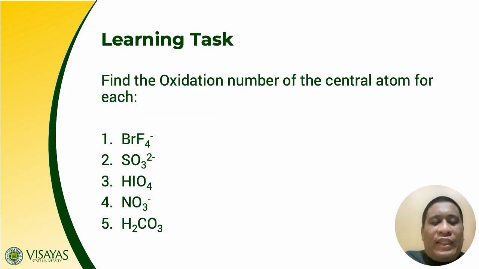So for your learning task, find the oxidation number of the central atom for each of the compounds shown. You can write this on a 1/4 sheet of paper, which will be collected during the final exam.